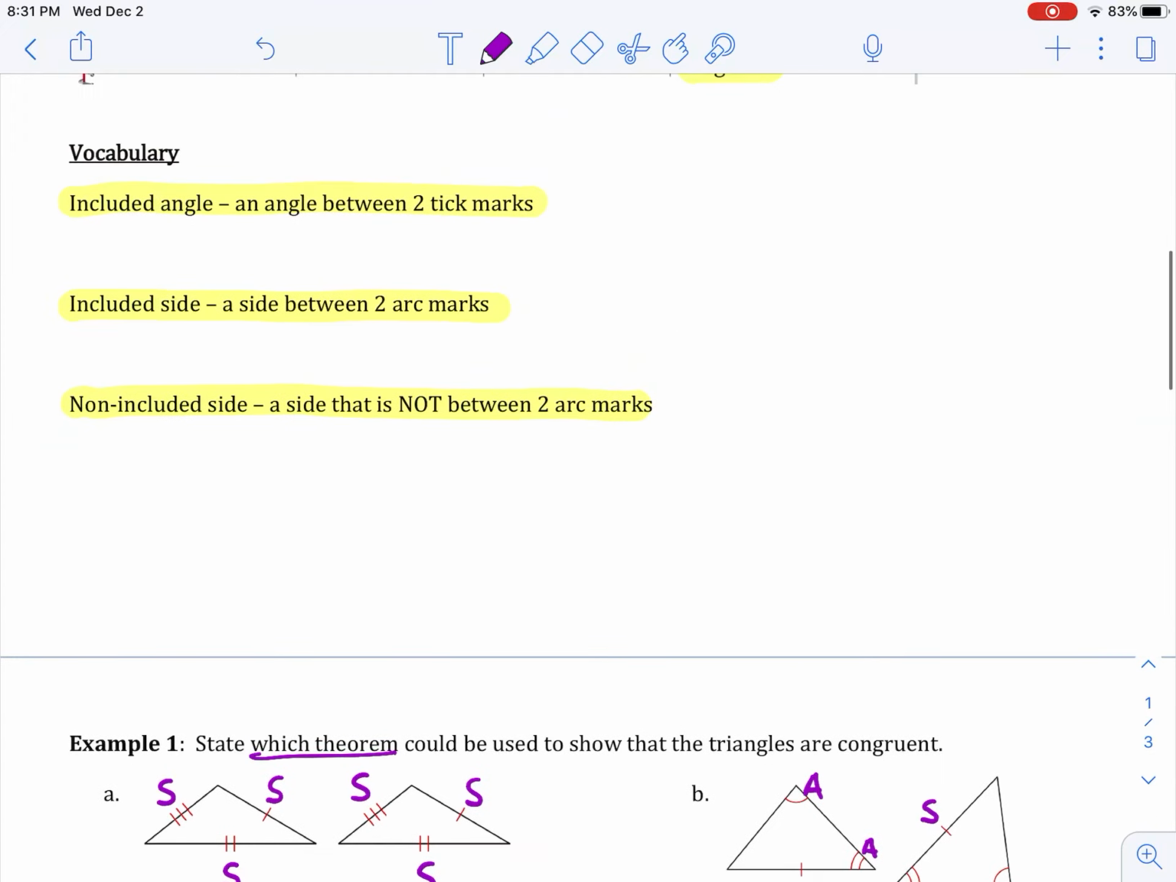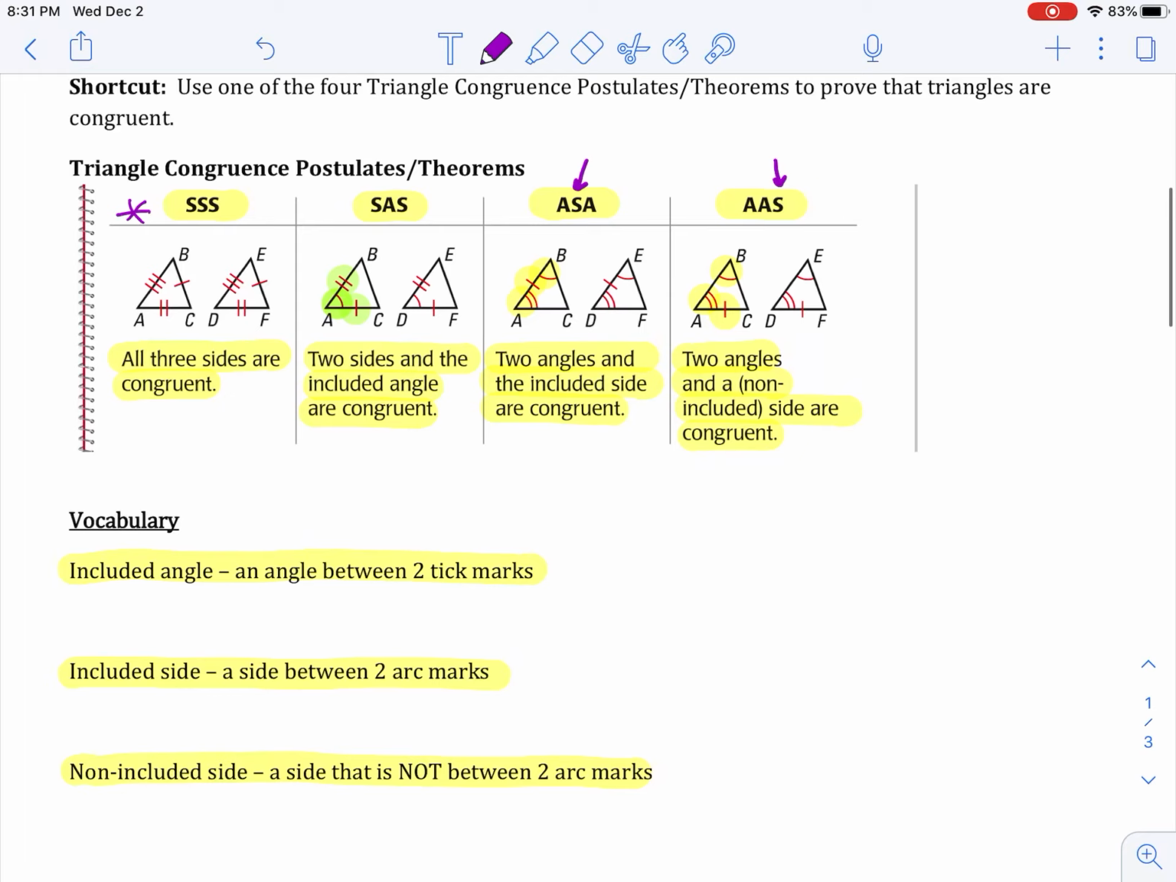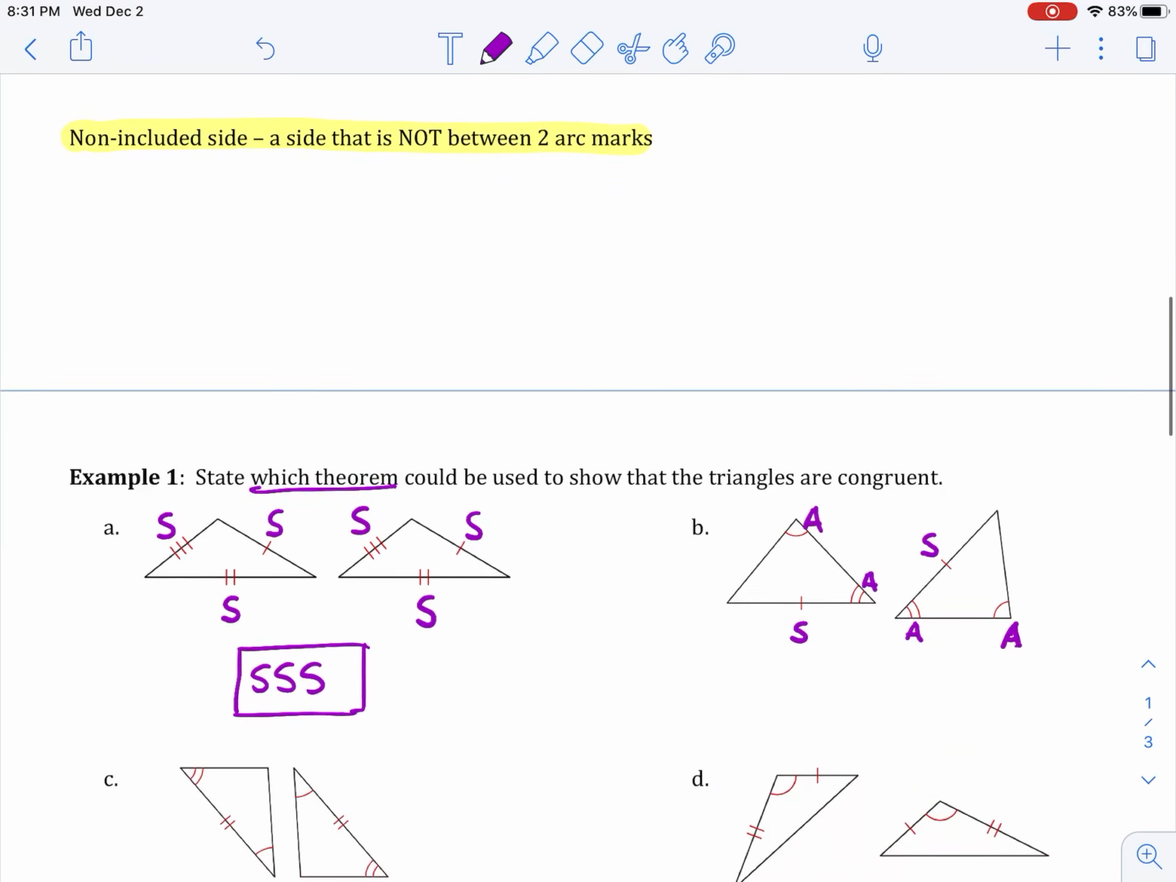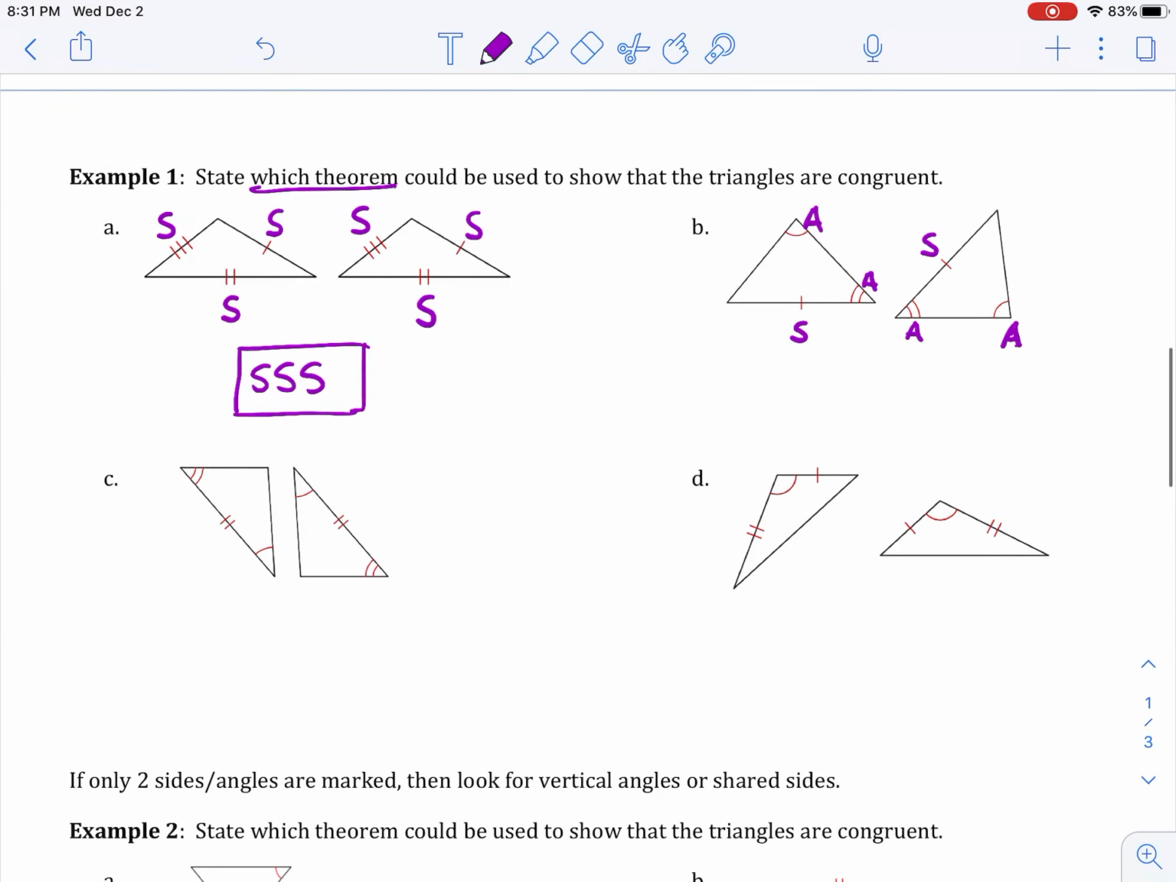So if we go back up to our theorems, which theorems have two A's and an S? The theorems that have two A's and an S are this one that I've starred and this one that I've starred. And remember I told you a minute ago that it matters where the S is. In our picture, is that an included side or a non-included side? Well, that's a non-included side because it didn't land between the two A's, right? So our tick mark did not land here.